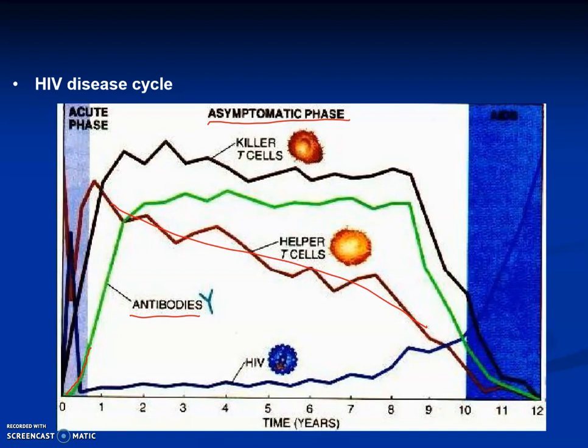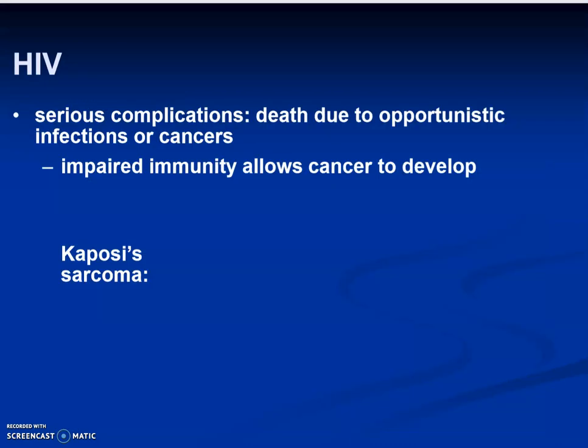And once you reach that critical level of 200 helper T cells or less per microliter of blood, that's when you're going to have all these opportunistic infections popping up. So as your T cell population is on a steady decline, the most serious complication would be AIDS, the acquired immunodeficiency syndrome, where you're going to end up dying from opportunistic pathogens. It could be something as simple as a yeast infection that could end up killing you.